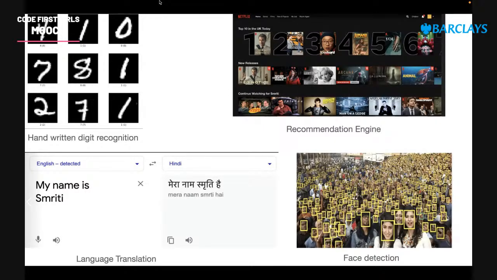I'll explain this example in more detail in my next slide. Okay, the third one is Google Translator. As you can see, in English I have written "my name is Smriti." It translates it in Hindi. So behind the scenes, it is machine learning.